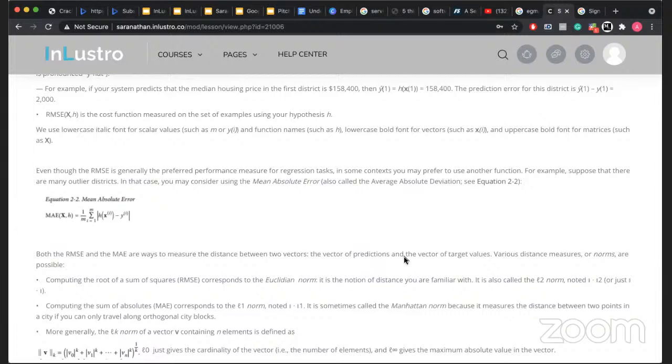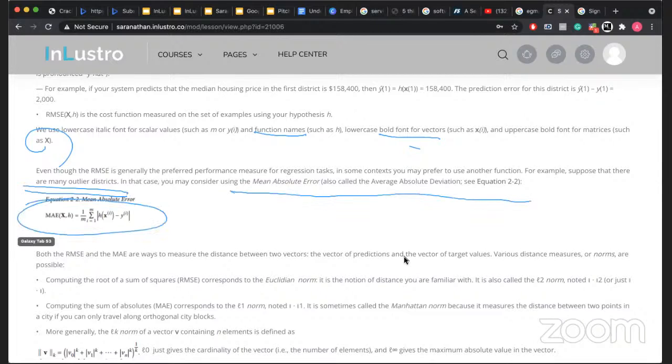So we use lowercase italic generally for scalar values and function names, and lowercase bold fonts for vectors, and uppercase bold fonts for matrices. Right? So even though we use RMSE as the preferred method of performance for regression tasks, in some contexts you tend to use another function. So in these cases, particularly if there are many outlier districts, you may consider using the mean absolute error.